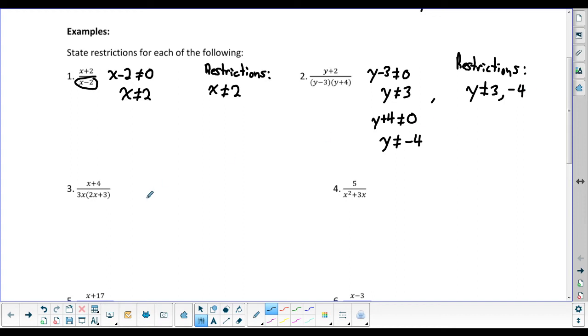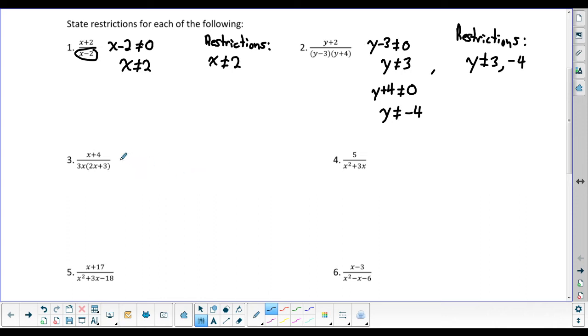Let's look at this next one over here, number 3. Here we have the same concept as question 2, where there are two things multiplying, neither of which can be 0, because if one of them is 0 and they're multiplying, then the whole thing is going to be 0. So 3x cannot equal 0. If we rearrange this one and divide both sides by 3, x cannot be 0, because we get 3 times 0 times whatever is 0. Denominator 0, that's a problem.